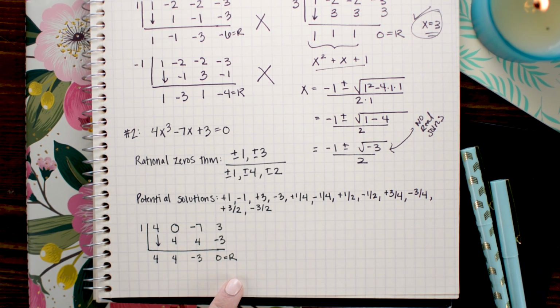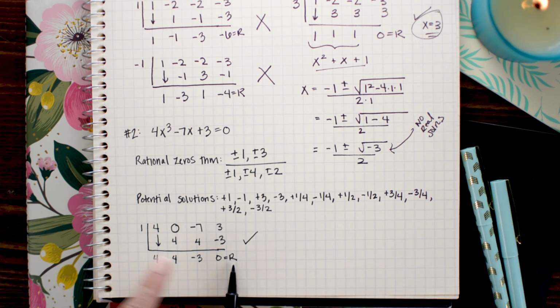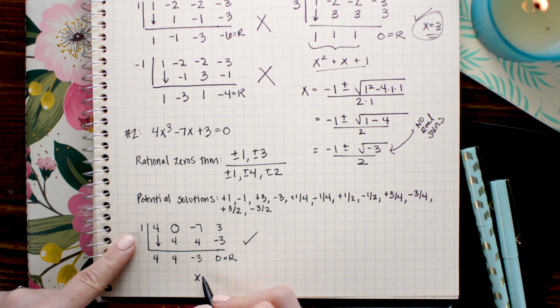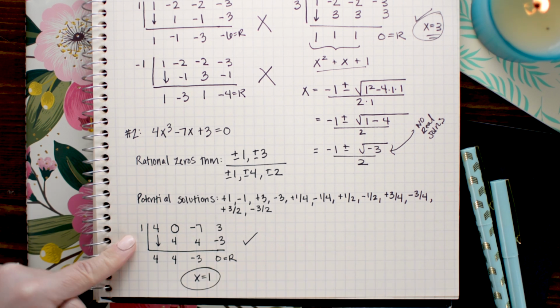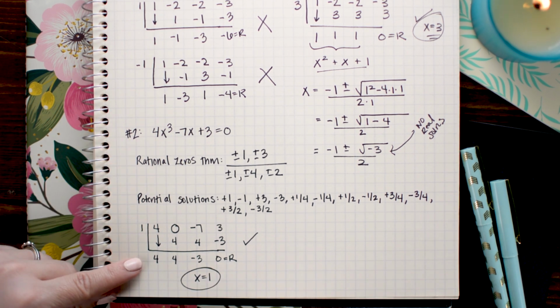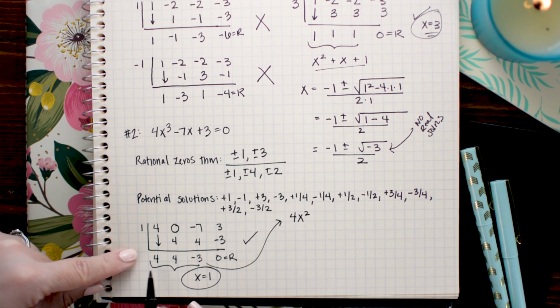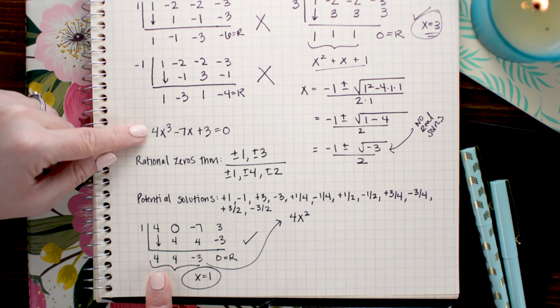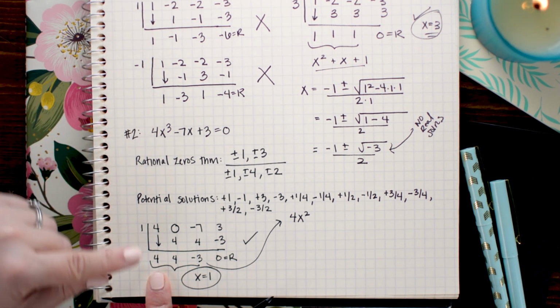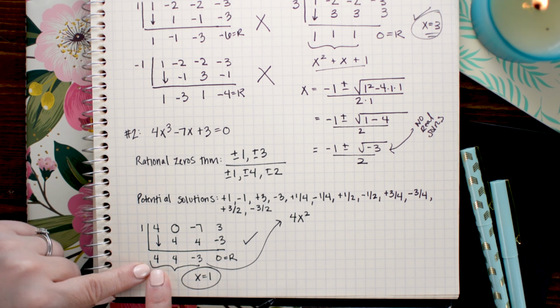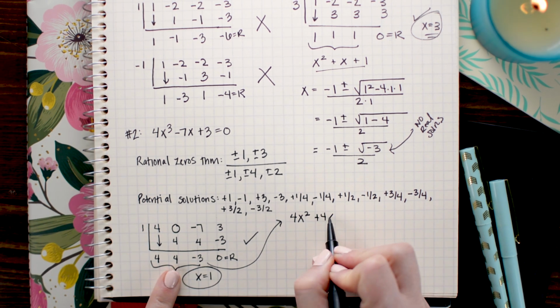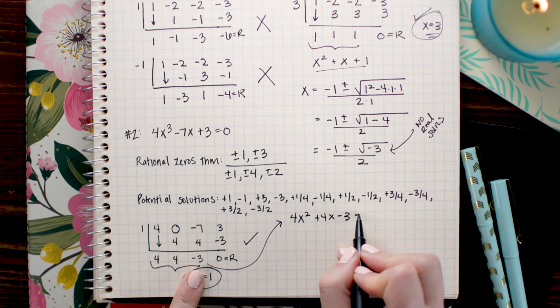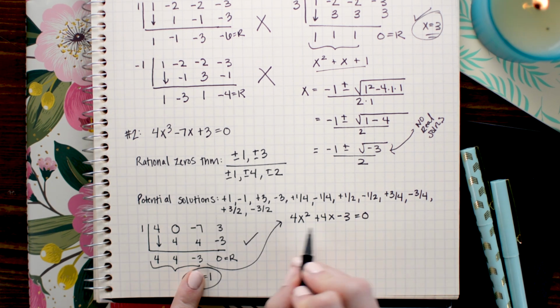All right, we got lucky this time, and the first one we found has a remainder of 0. So this is a solution. That means that x equals 1 is our first solution to our polynomial. And I have a new polynomial here to work with. Remember, my new polynomial is always 1 power less than our original that we divided. So this was a cubic. That means this one will be 4x squared to start, plus 4x minus 3. And again, this can be set equal to 0 because we are looking for solutions of x.